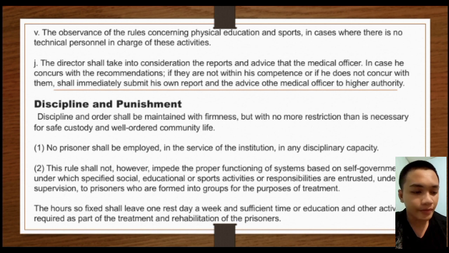So meaning daw, kinahanglan sundon sa isa ka director ang advice sa isa ka medical officer para makabuhat dayon og steps kung unsa ang kinahanglan buhaton para sa isa ka institution, para mas layo sa sakit ang isa ka institution. Pero pag dili gyud mosugot ang director, kinahanglan magbuhat siya og report kung ngano dili siya mosugot. Kinahanglan ipasa niya kauban sa report or advice sa medical officer didto sa mas taas nga otoridad.